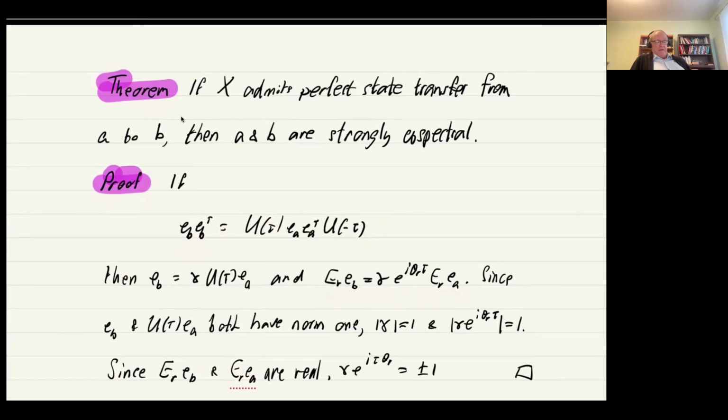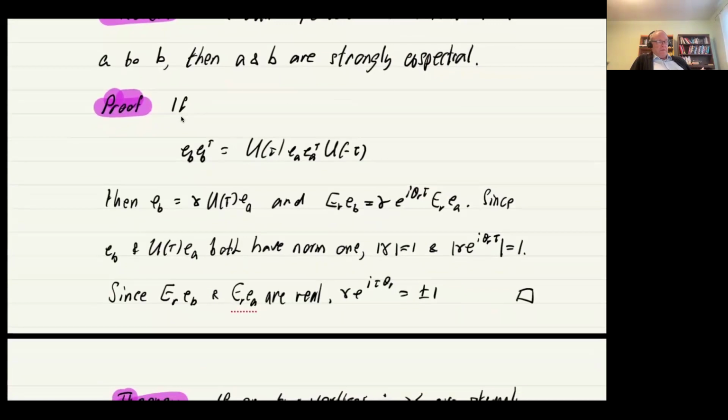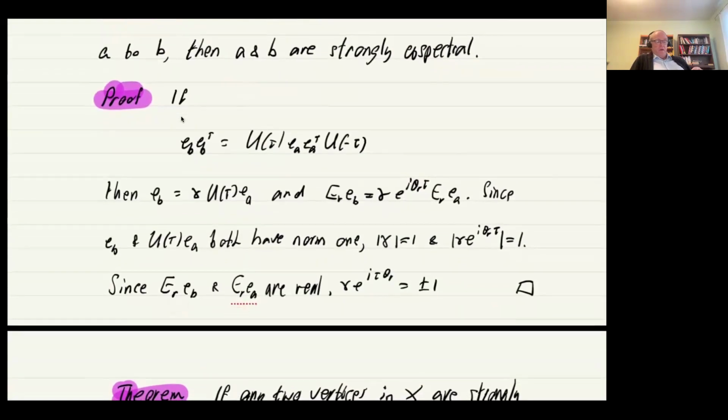Now, again, since this has norm 1, and this is a complex number of norm 1, and this is a complex number of norm 1, it follows that gamma has norm 1. And so in particular, this has norm 1. But these vectors are real. So this is real and this is real. So this must be real. And so that means this is plus or minus 1. So that gives you the strong cospectrality.